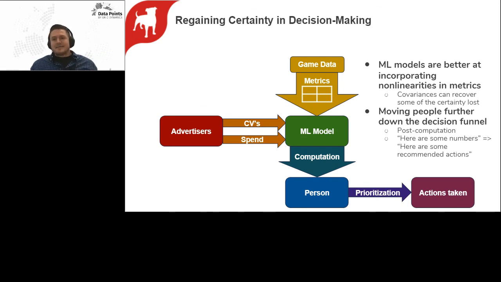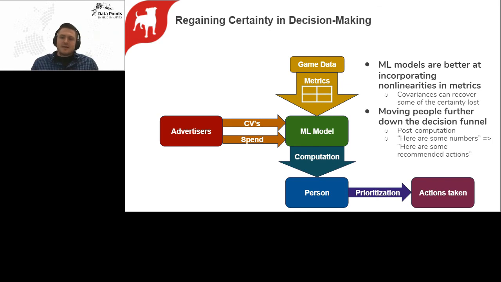Now, I think that moving people further down the decision funnel past this computation step is also important because it gives people more of the pilot seat that I think they're actually looking for here. We as analytics professionals, as marketing analytics professionals, are no longer in the position of saying, here are some numbers, go do what you got to do, which is a vast landscape for a person to explore.